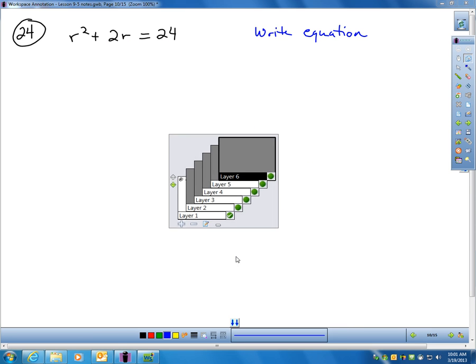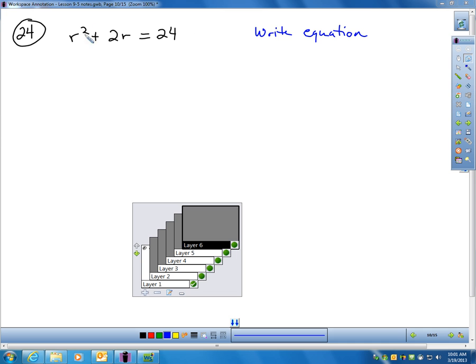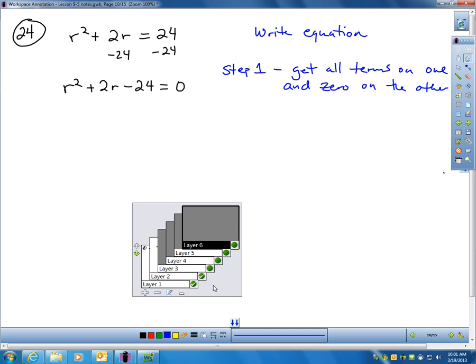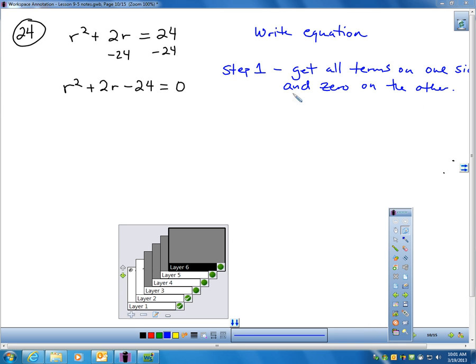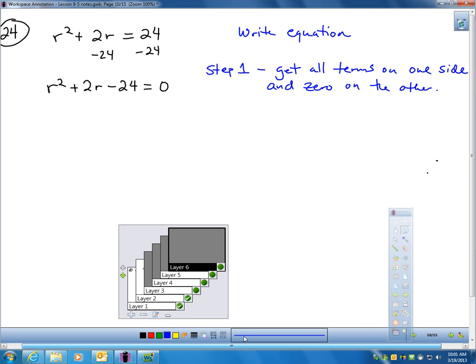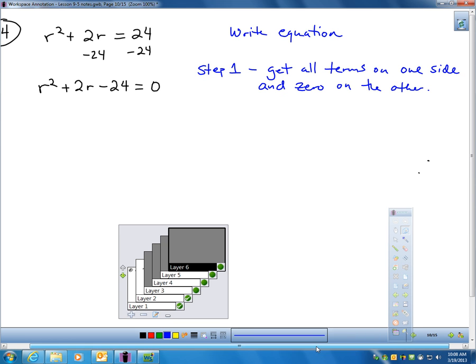Let's do another one. Number 24, this is second degree, so write the equation. First step, it's second degree. I must get everything on one side and 0 on the other. As soon as I see a second degree equation, get all terms on the left, 0 on the right. Okay, now I have to factor this. Do you notice how the lead coefficient is 1 for this trinomial? So all I have to think about is what times what is negative 24, but adds up to 2.